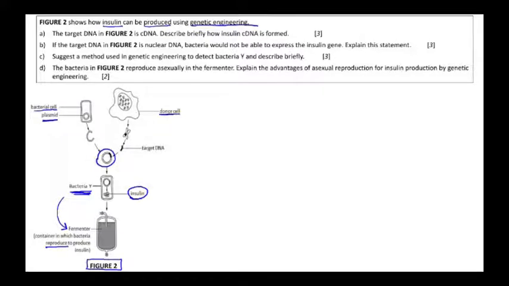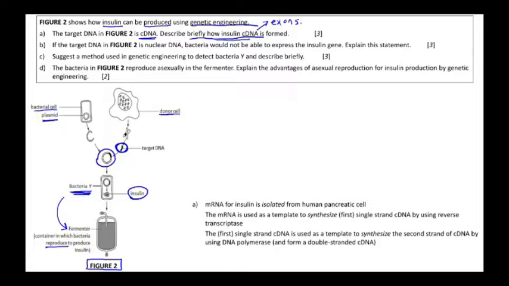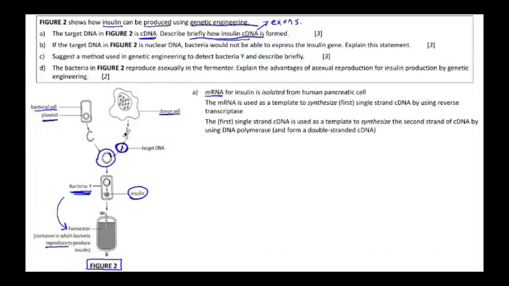So, the first question here asks, the target DNA in figure 2, which is this one here, is cDNA. Describe briefly how insulin cDNA is formed. cDNA is the type of DNA that contains only exons. How to produce a DNA with only exons? First, you must get the mRNA. In this case, we get the mRNA for insulin from the human pancreatic cell.